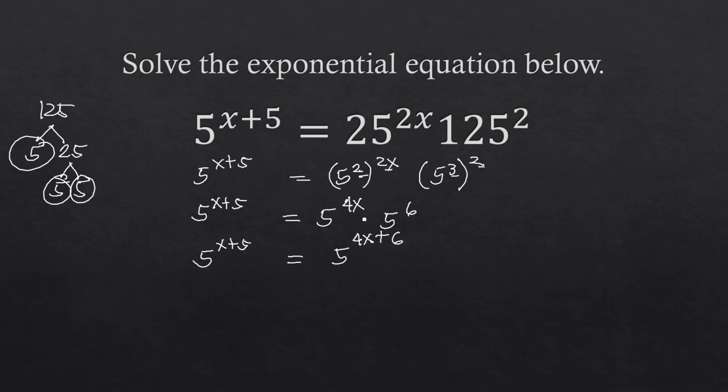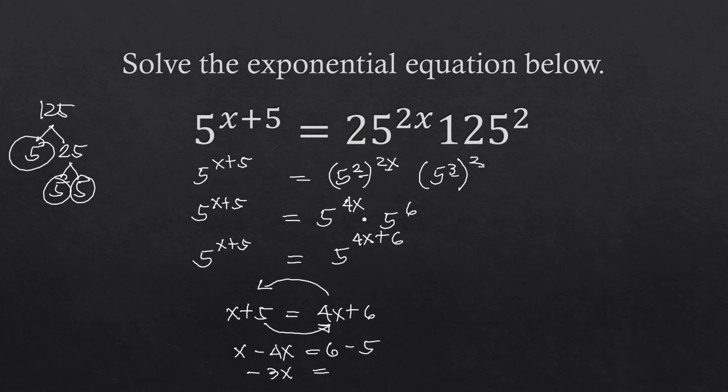So we can now equate our exponents because we have single bases on the right side and left side. So we have x plus 5 equal to 4x plus 6. Then we combine like terms, moving 4x here, 5 there. So this is now x minus 4x, that will be equal to 6 minus 5. We have negative 3x for this, and this is equal to 1. So solving for our x, we just have to divide this with negative 3, and so with this one with negative 3. So our x is equal to negative 1/3.